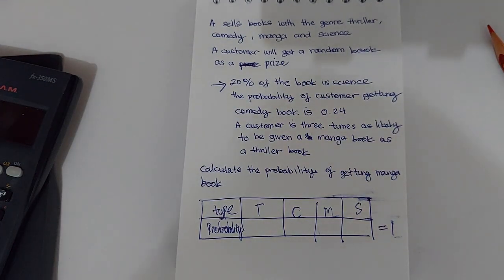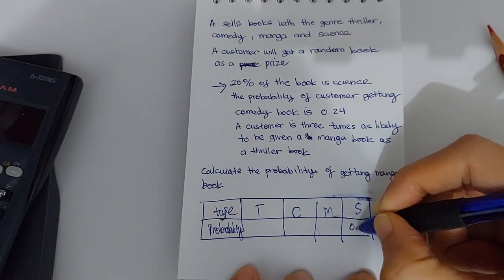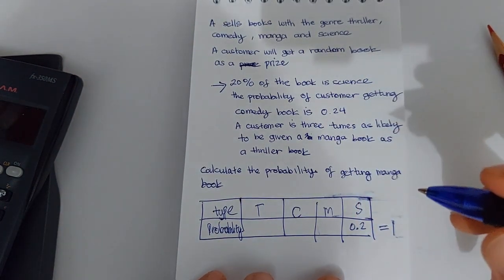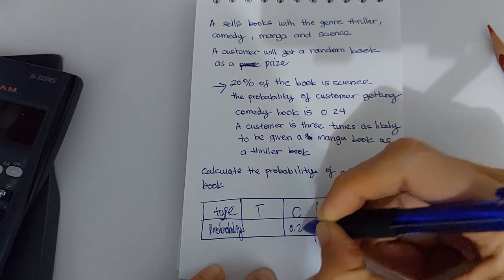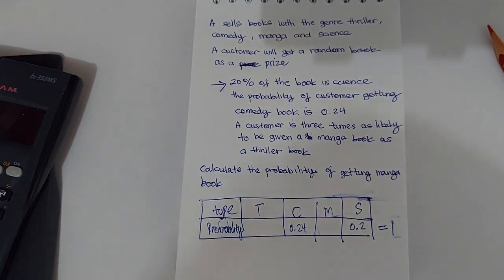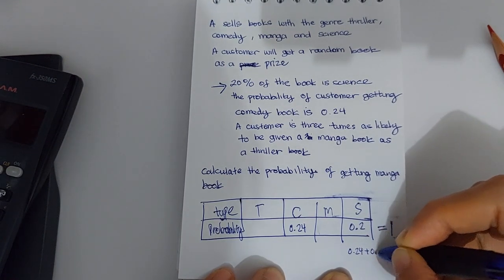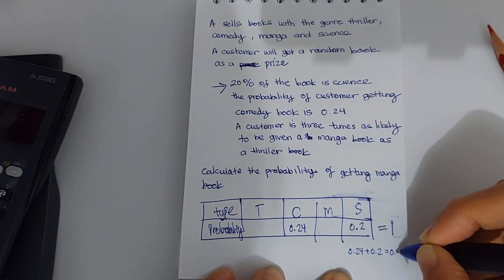20% of the books are science. 20% in decimal will be what? 0.2, right? 20 over 100, so it becomes 0.2. Science, right? And then the probability of the customer getting the comedy book is, comedy book, where is it? 0.24. So right now, the total of the probability already used by the comedy and science will be 0.24 plus 0.2, which is 0.44.